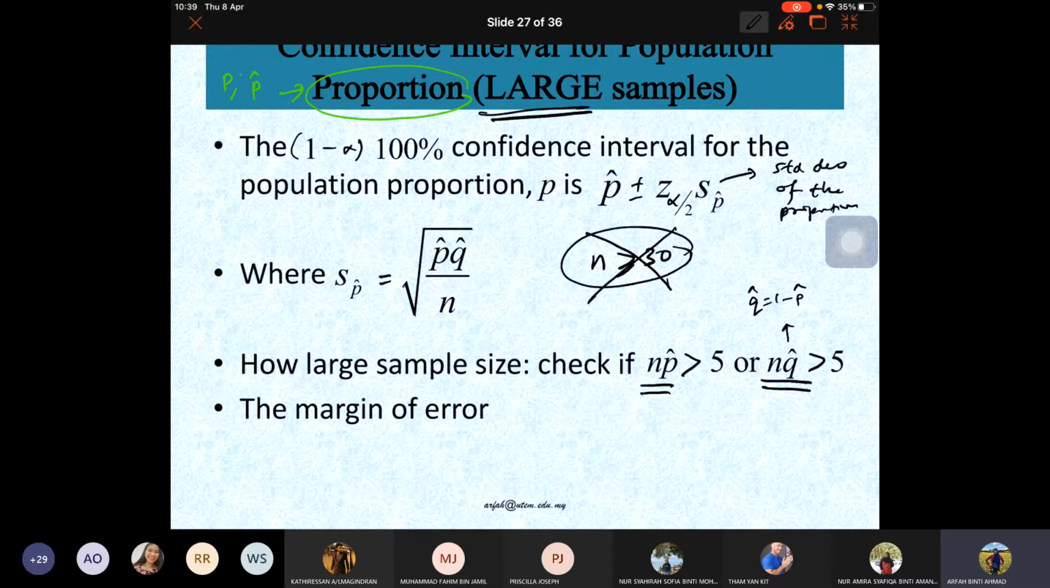So the margin of error for proportion will be equal to plus minus 1.96 times SP hat. This is for the case of taking a 95% confidence level. Okay, so let's take a look at an example involving the proportion, how you are going to calculate the sample proportion. Faham ni? Ada soalan so far? Tak ada. Okay.